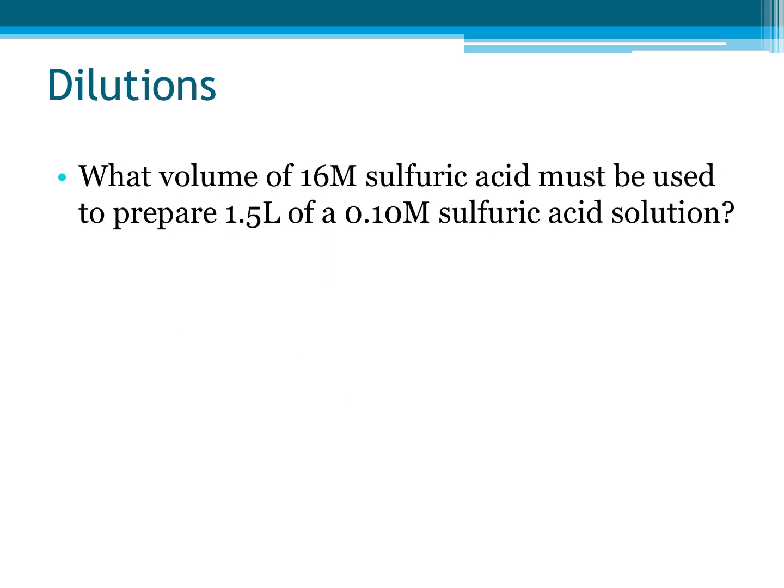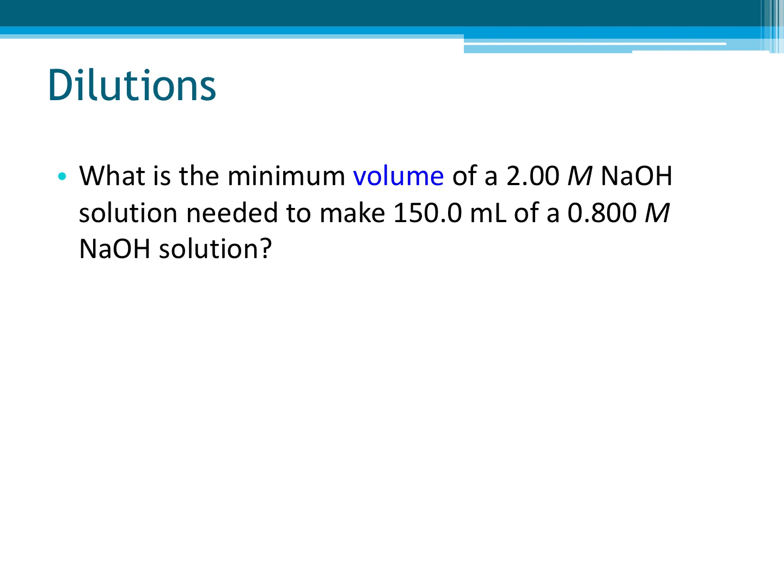All right, let's try another one here. Why don't you try this one on your own? What volume of this sulfuric acid must be used to prepare this solution? So go ahead and try this one on your own. This says, what's the minimum volume of a 2 molar NaOH solution needed to make 150 milliliters of a 0.8 molar NaOH solution? Okay, what's the minimum volume? So I'm looking for V. I've got my concentration. That's what I'm aiming for.